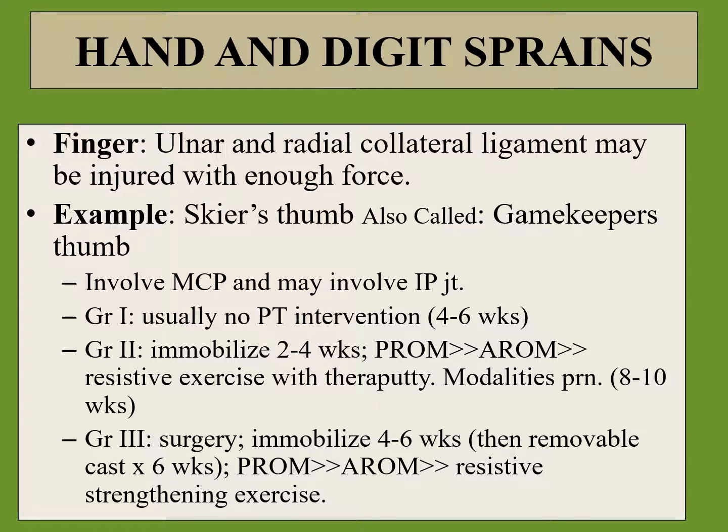And then a grade 2 would be a partial tear of the ligament. This can be immobilized for about 2 to 4 weeks, and then once given clearance, it would begin with passive range of motion and then progress to active range of motion and resisted exercises. Again, we will always use our modalities as needed to decrease inflammation or to even increase the tissue temperature so that we can improve range of motion if there's been any limitations due to immobilization.